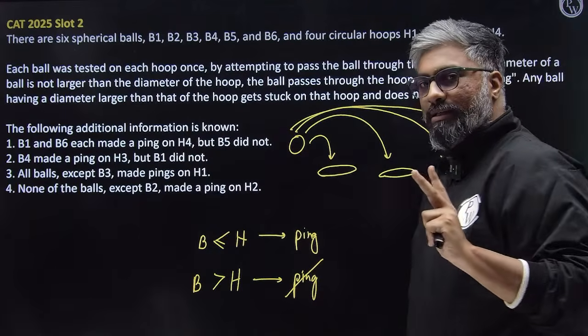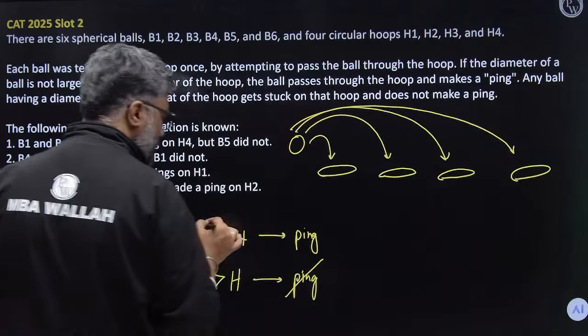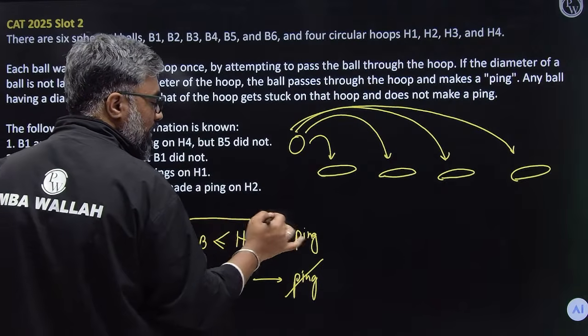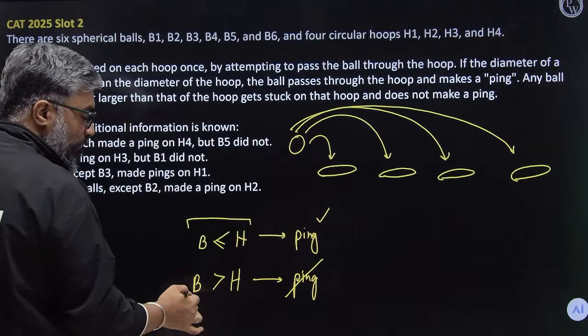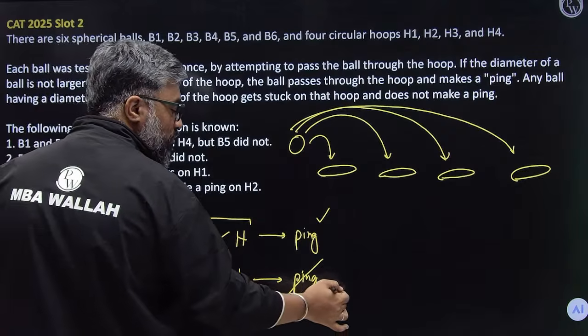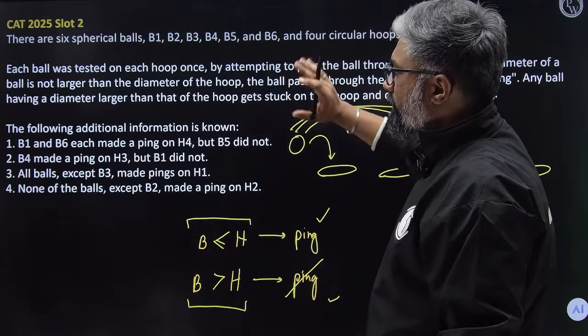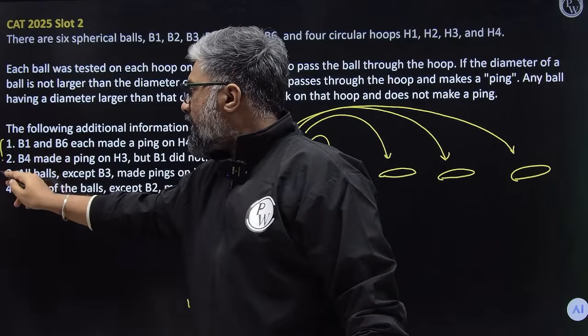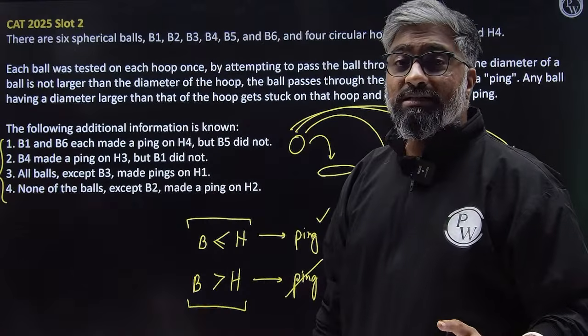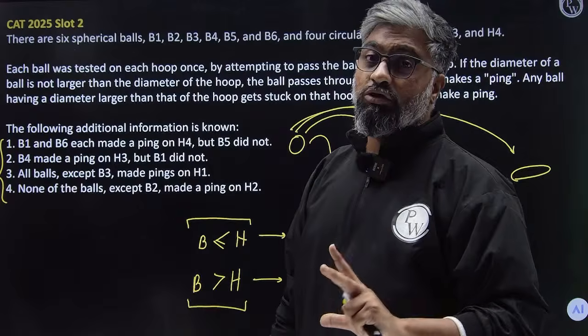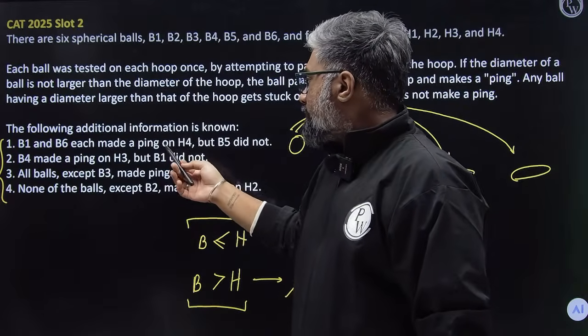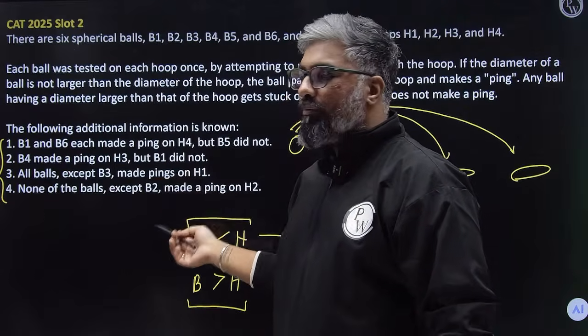Is this part clear? Yes. So the ball should either be smaller than the hoop, then there will be a ping. If the ball is bigger than the hoop, then there is no ping. Done. These basics we understood. Very good. Now we have 4 conditions. Each of the conditions is saying where there was a ping, where there was not a ping. Ping, no ping, ping, no ping, and so on and so forth.